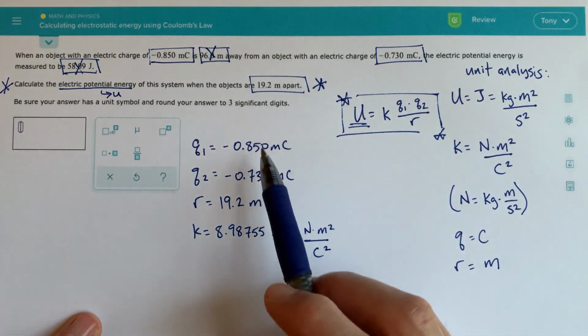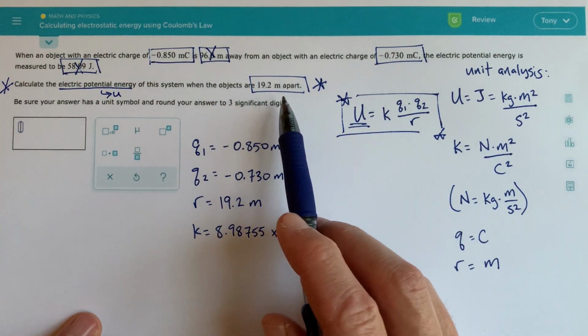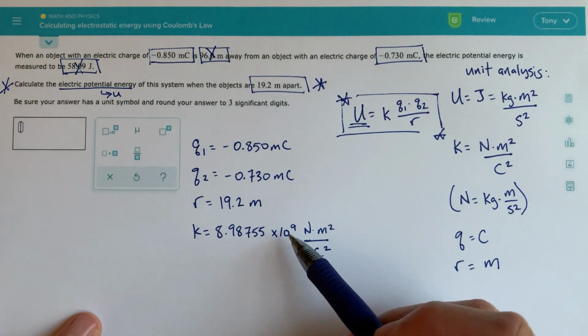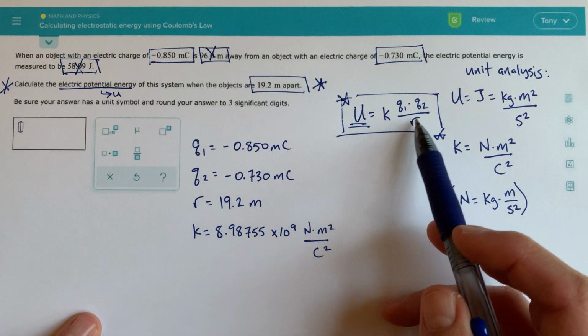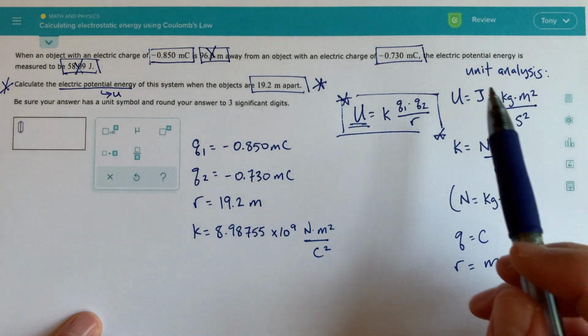Q1 and Q2 are our charges, so they come from here and here. R is this distance here, the distance we're going to try to calculate for. And K, like I said earlier, is a constant. So we've got all the pieces that we need except for one thing: units.